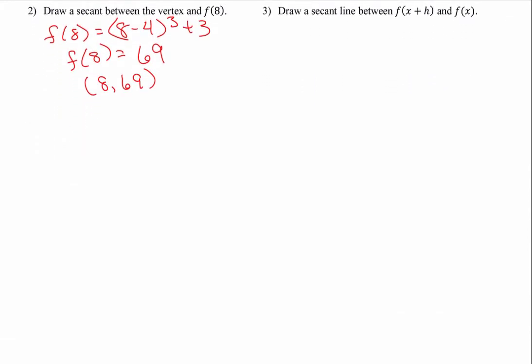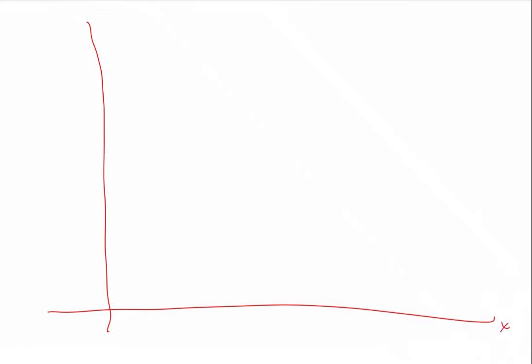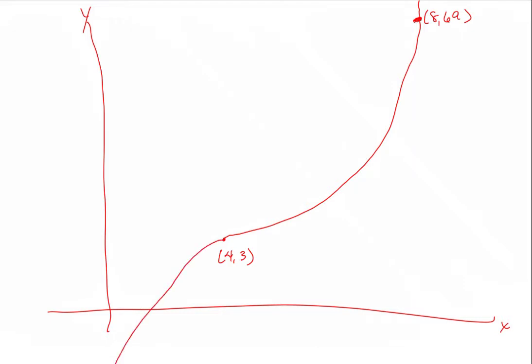All right, so I'm going to graph this, and I'm only going to graph the first quadrant because it's all we're really concerned with. So x, y, and we're going to 4, 3. So here's the point 4, 3. And then we're going to 8, 69. And so we're looking at this function kind of here. This is kind of what the function looks like. So here is f. And we want to graph this first secant line right there. So this is a secant line.